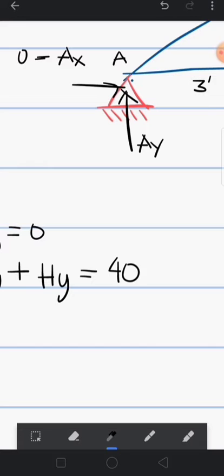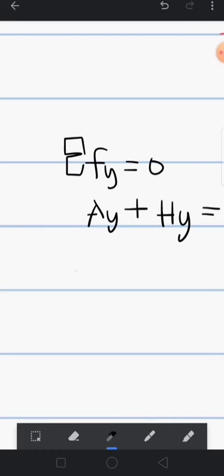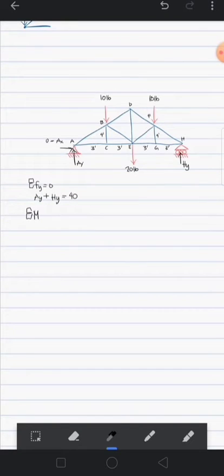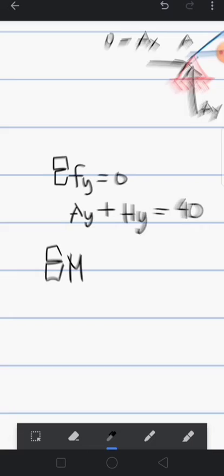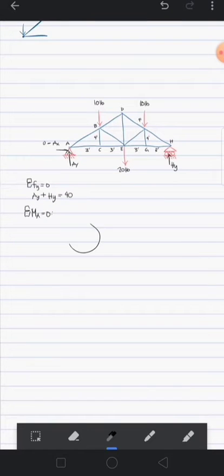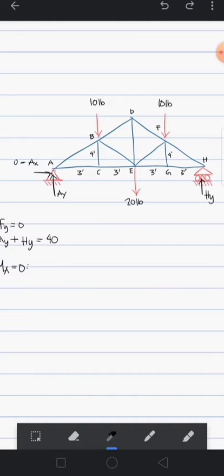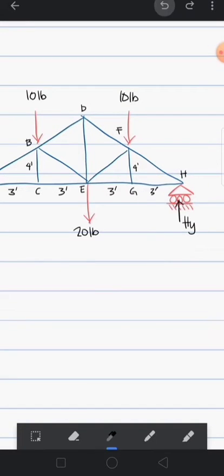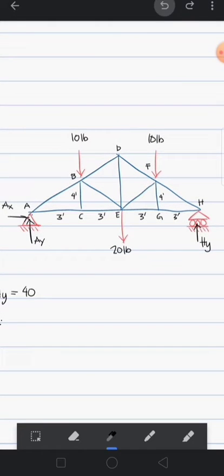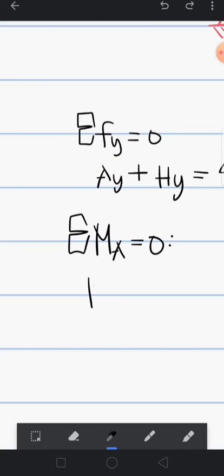So if you use the sum of the moments, I can use either at H or at A. I can use A if I want. So if I use sum of moments at A equal to 0, all the counterclockwise moments is equal to clockwise moments. So what are the counterclockwise moments here? It's only this HY that can produce counterclockwise moments. So the length or the moment arm would be 3, 6, 9, 12. So that would be 12 HY is equal to clockwise moments.